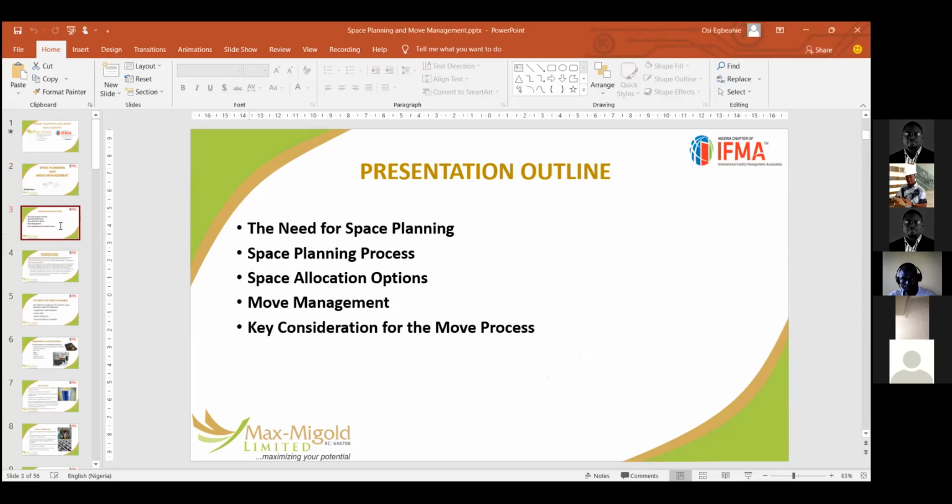Today's class is on space planning and move management. We will look at the need for space planning, the space planning process, and the space allocation options.